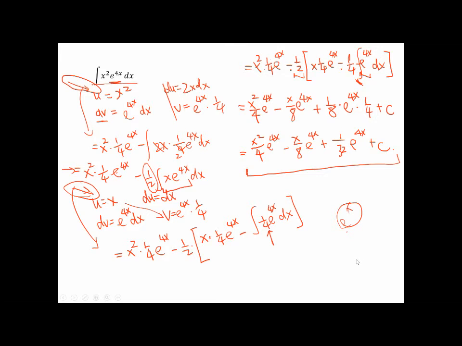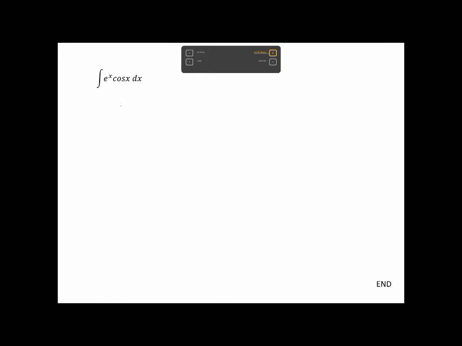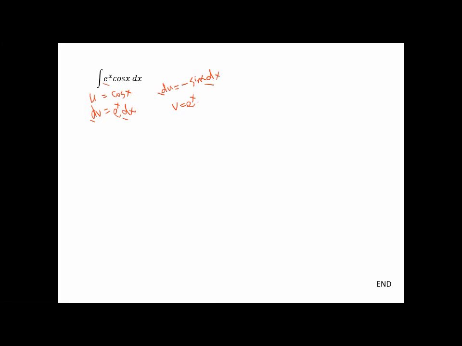Let's see next one. Okay, again, I see this e to the x, and a function of x multiplied by a function of x, right? So integration by parts. I want to find u and dv. dv is what? e to the x dx. u is what? What is left? Cosine x, right? du is going to be negative sine x dx. d matches up with d, right? So v is simply e to the x.